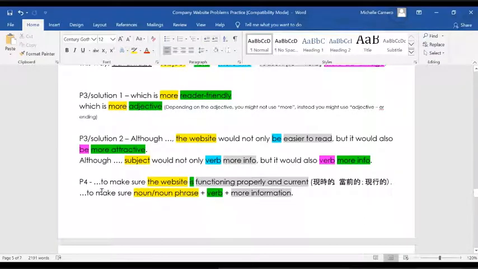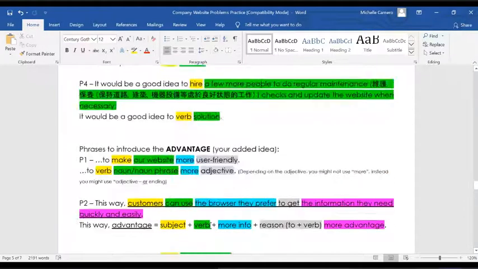All right, for problem 4, the advantage was to make sure the website is functioning properly and current. So what can you use? To make sure, and then noun or noun phrase, plus verb, and then more information. Okay, so those are the advantages.